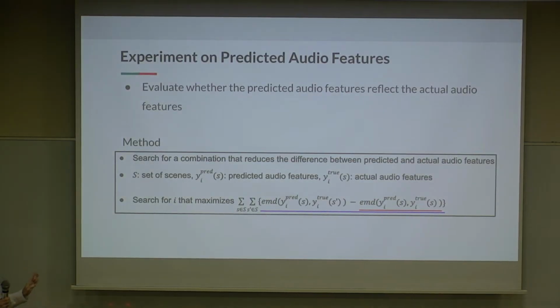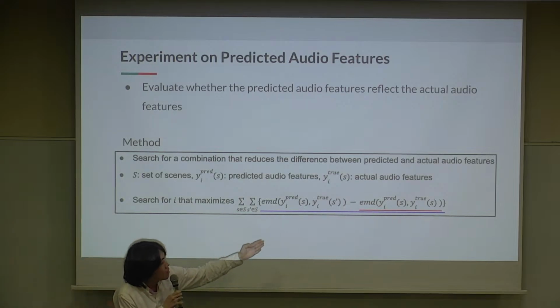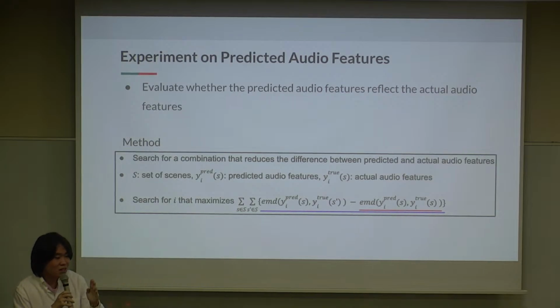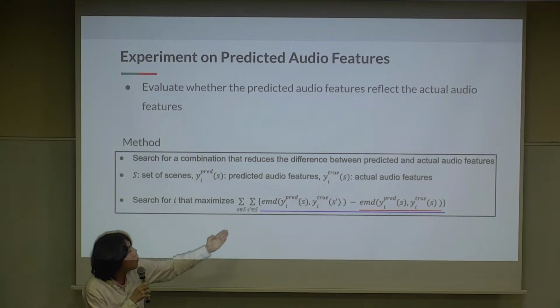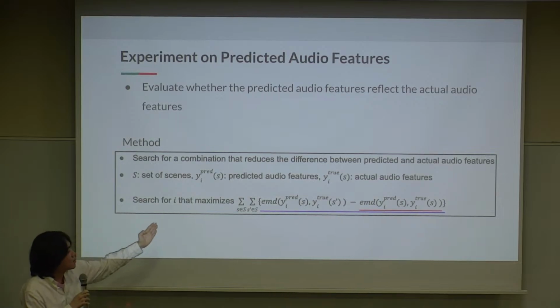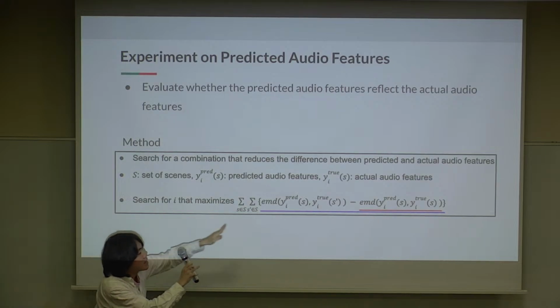We experiment on predicting the audio features. The purpose is to evaluate whether the predicted audio features reflect the actual audio features. The red line is the Earth Mover's distance between the same scene, and the blue line is the Earth Mover's distance between other scenes. We find the case that maximizes the difference between these values.